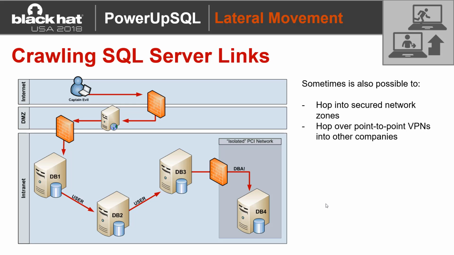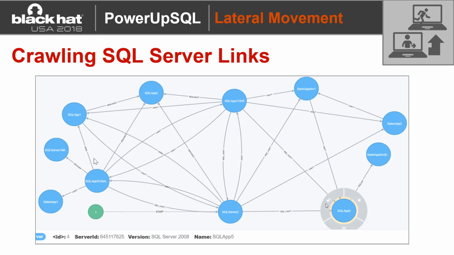Also really neat, sometimes we're able to follow a path like this and actually get into an isolated PCI zone. We've done this once where we went through an Oracle server back into SQL Server and then landed in the PCI network. So it can be very interesting. Also, just be aware that this has the potential to hop point-to-point VPNs into other companies. Lots of people will push data over those links. So be aware of the domains it's reporting back when you're running it.